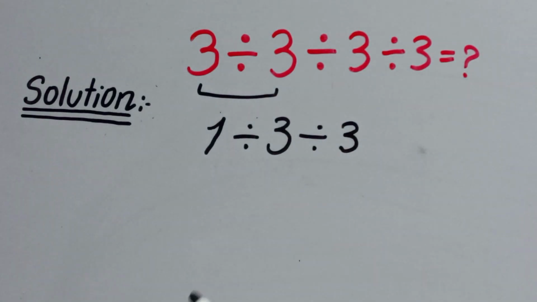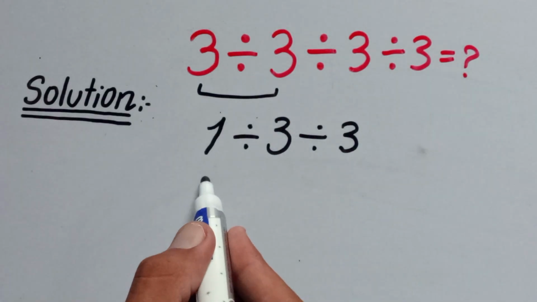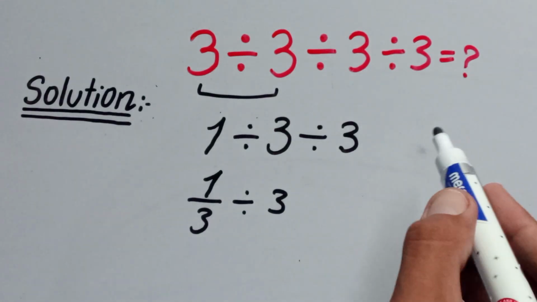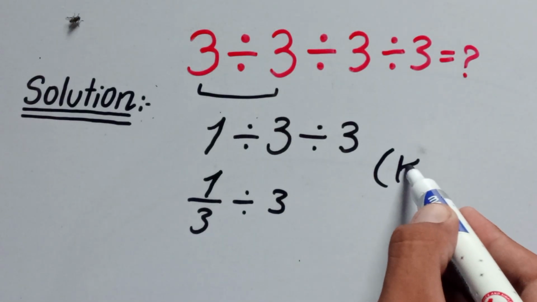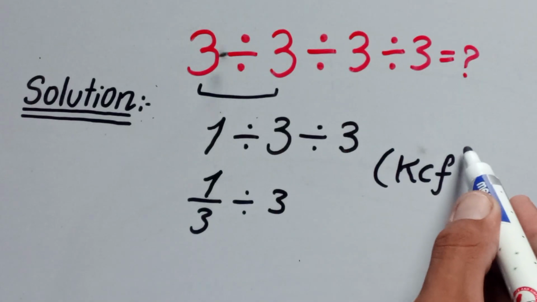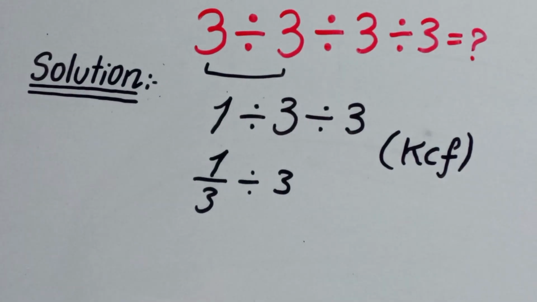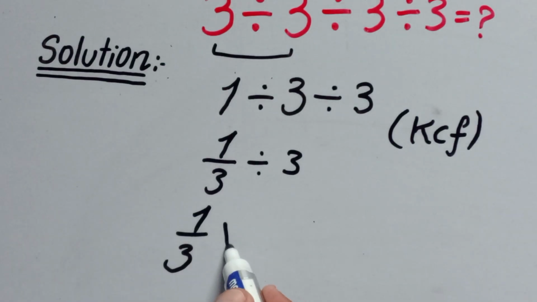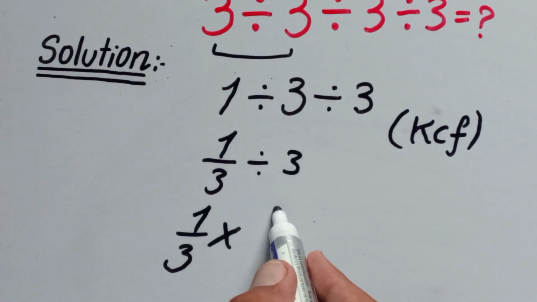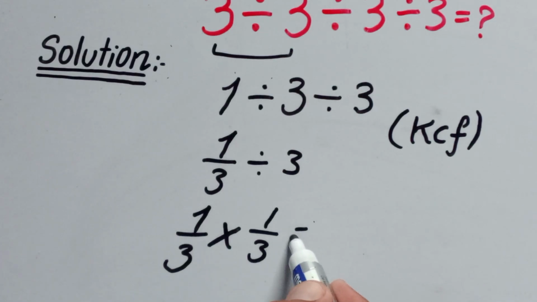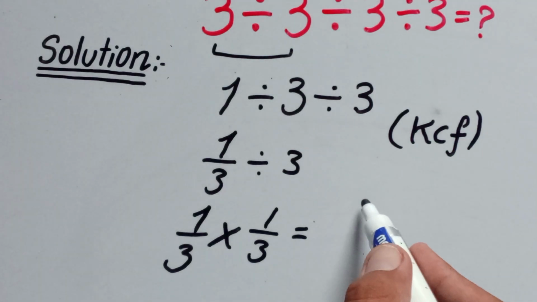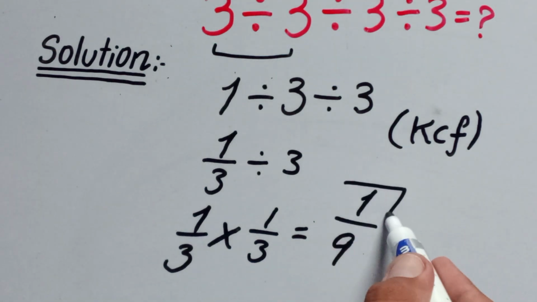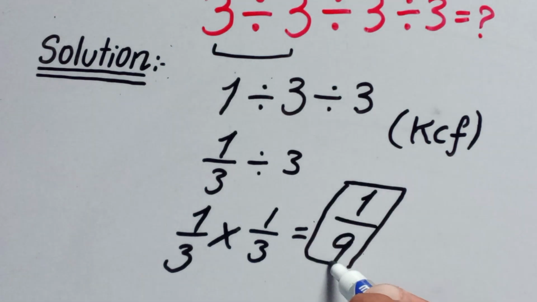Okay guys, now here I can write 1 divided by 3, divided by 3, according to the KCF rule, where K stands for keep, C stands for change and F stands for flip. We can write it as 1 divided by 3 times 3 times 1 upon 3, which finally simplifies and is equal to 1 divided by 9. Guys, 1 divided by 9 is the final answer of this expression.